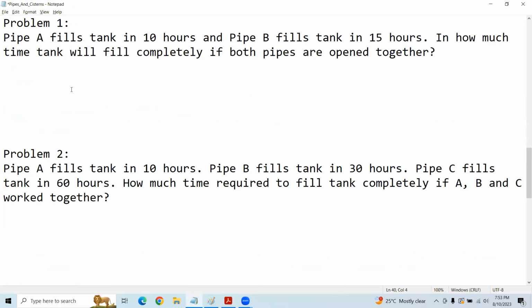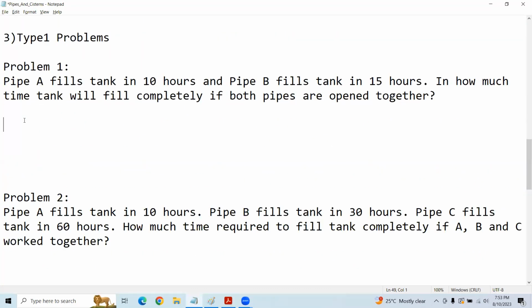So let's look at the example. Pipe A fills the tank in 10 hours and pipe B fills the tank in 15 hours. In how much time will the tank be filled completely if both pipes are open together?